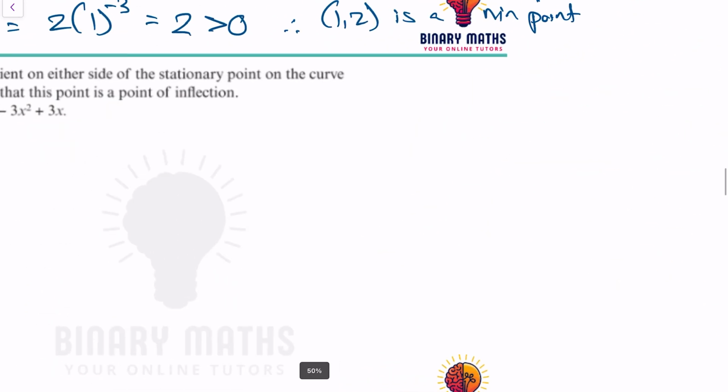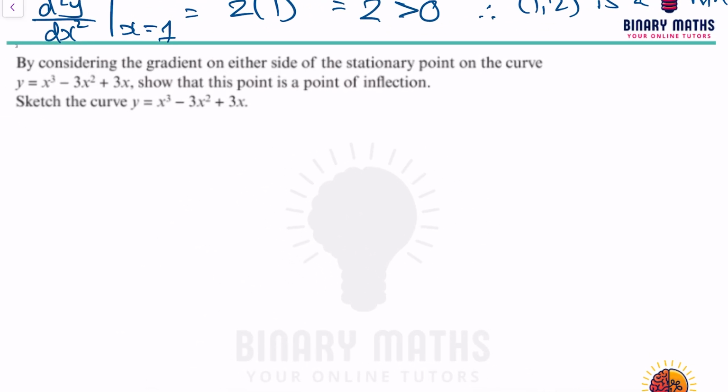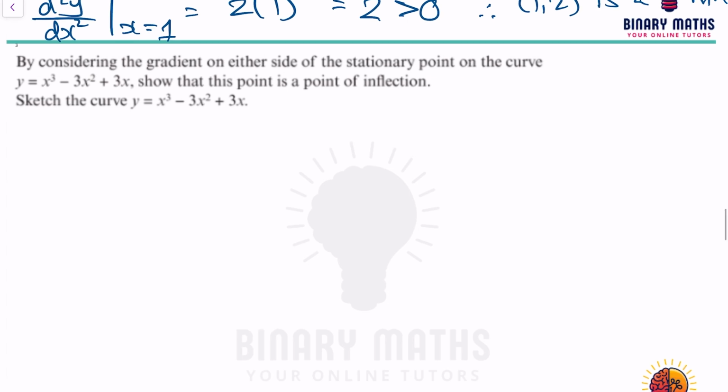Okay, next example. By considering the gradient on either side of the stationary point on the curve y equals x cubed minus 3x squared plus 3x, show that this point is a point of inflection. Sketch the curve y equals x cubed minus 3x squared plus 3x. Okay, so first thing I need to do is find dy dx. So dy dx is equal to 3x squared minus 6x plus 3.